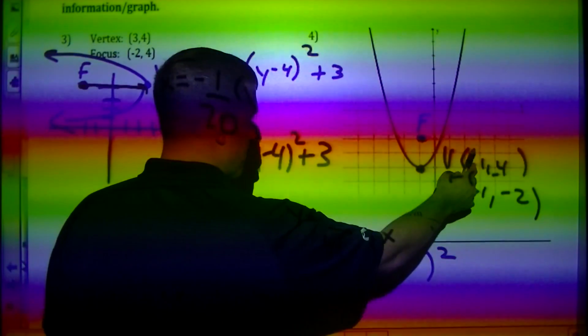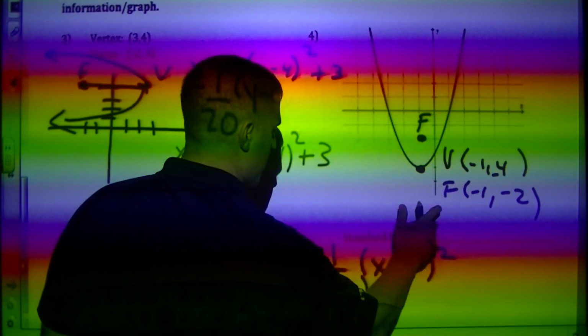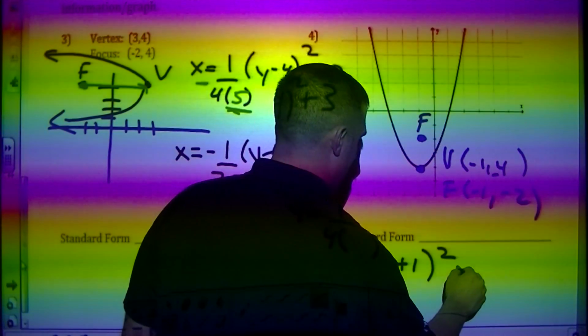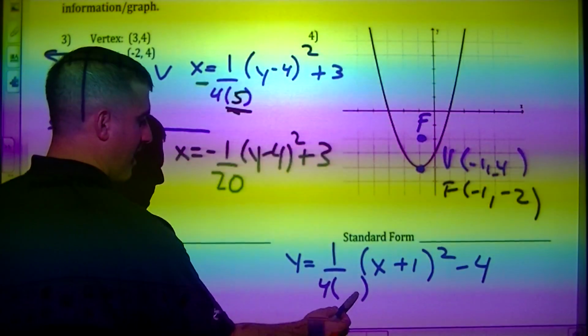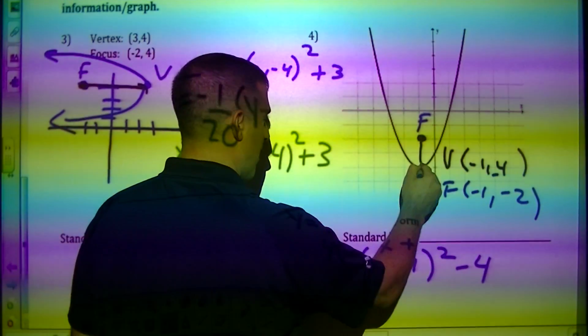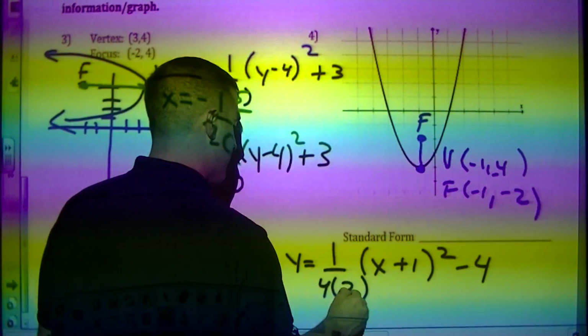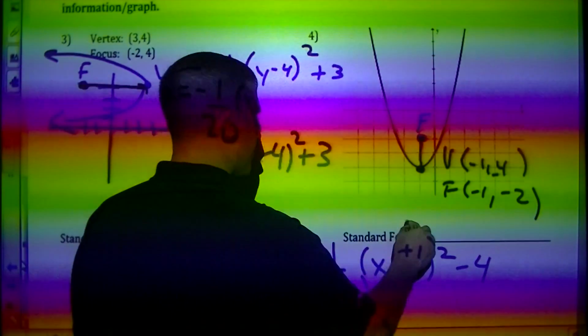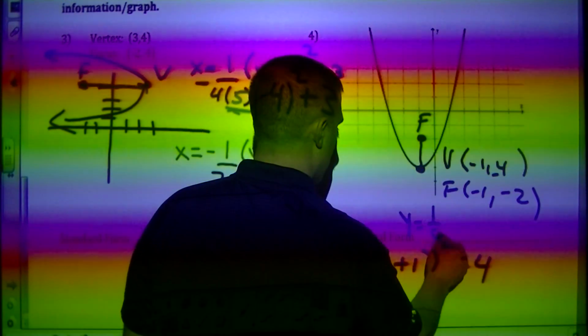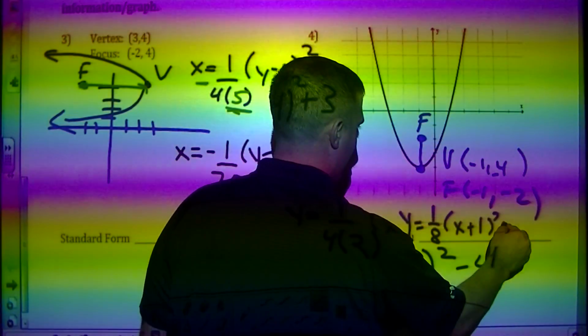Now I'm going to put the vertex in. That's x, right there, I'm putting opposite. This I'm following with the outside. I got to figure out this amount, which is how long that is. That's 2 spaces. So my equation is going to be y equals 1/8 x plus 1 squared minus 4.